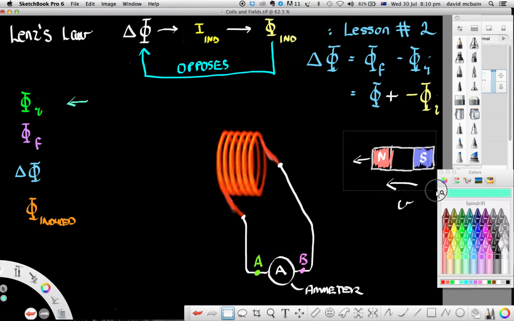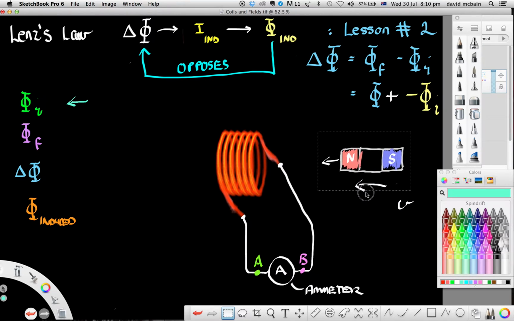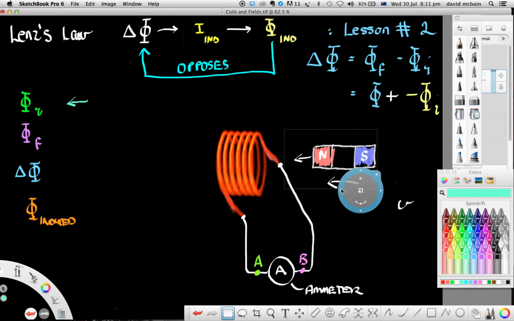As our magnet moves closer to the coil, more field lines are going to pass through the coil. They're still in the same direction, there's just more of them. So the flux is going to increase. And so we expect the final flux will be large and in that direction.